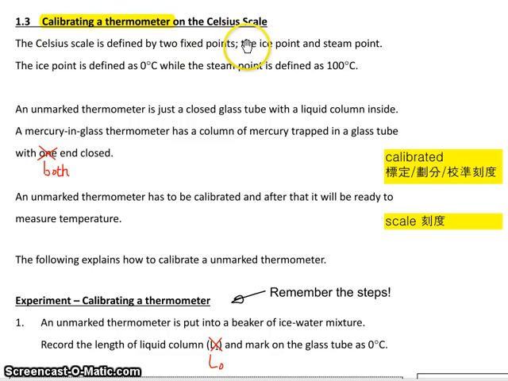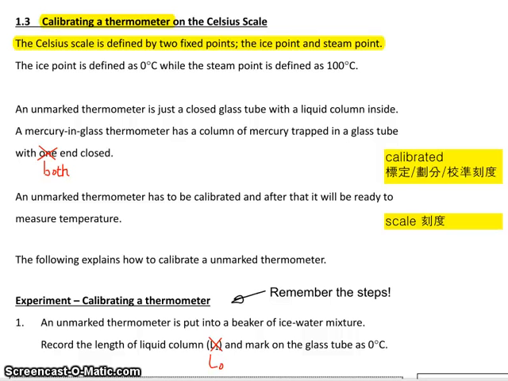A thermometer that measures temperatures in degrees Celsius has a scale that spans from 0 degrees Celsius up to 100 degrees Celsius. The 0 degrees Celsius temperature refers to the temperature of the ice point, the ice-water mixture. The 100 degrees Celsius temperature refers to the temperature of the steam point, boiling water. These 2 temperatures are called the fixed points of the Celsius temperature scale.